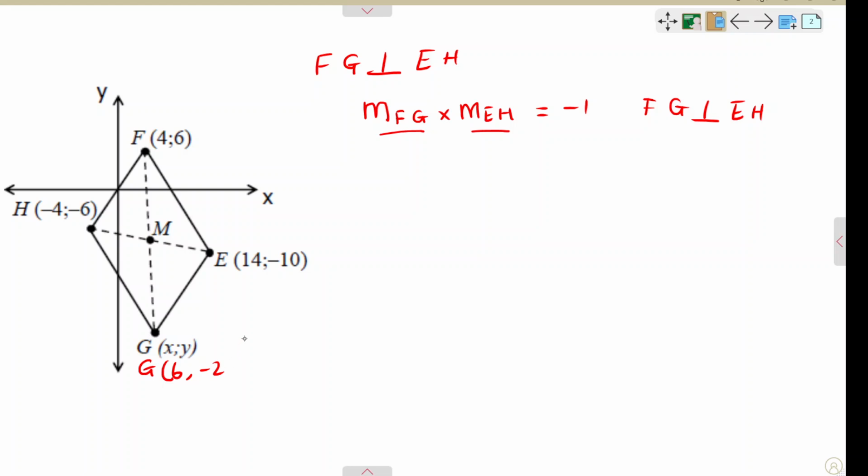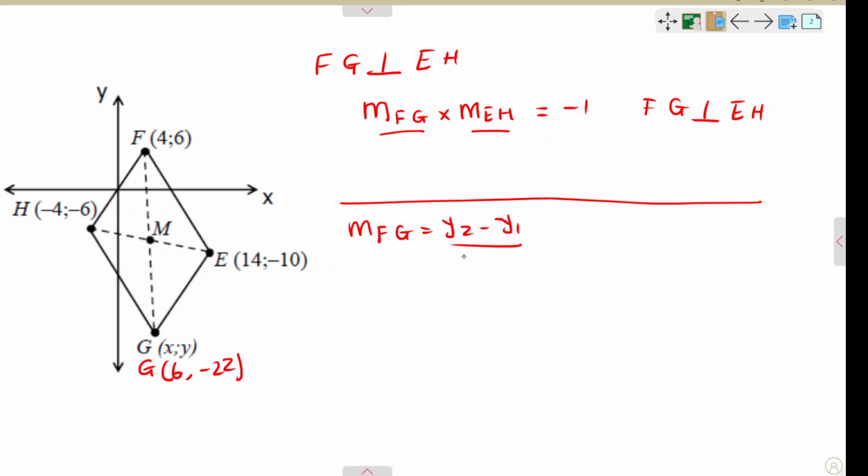Let me check. Yeah, it's 6 and -22. So let's quickly find both gradients, and then we're going to substitute there. I'm going to first find the gradient of the line FG. That is y2 minus y1 over x2 minus x1. So I'm looking now at FG.